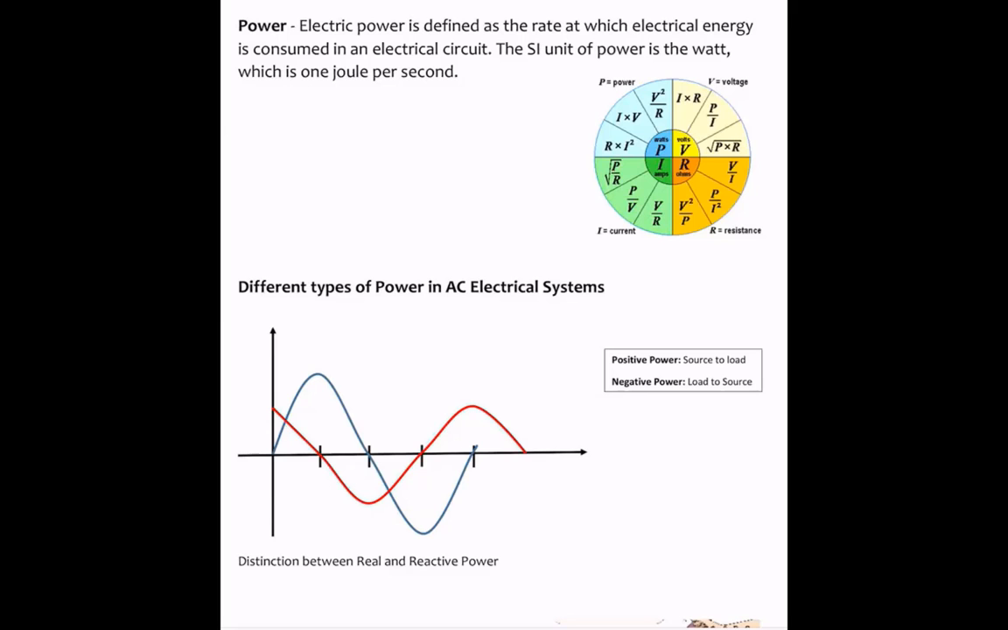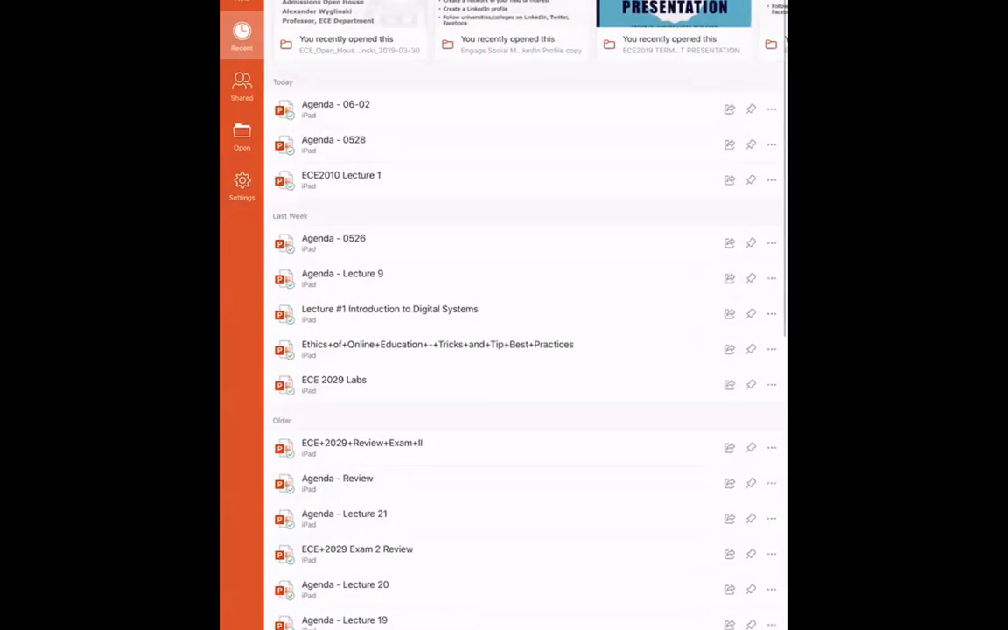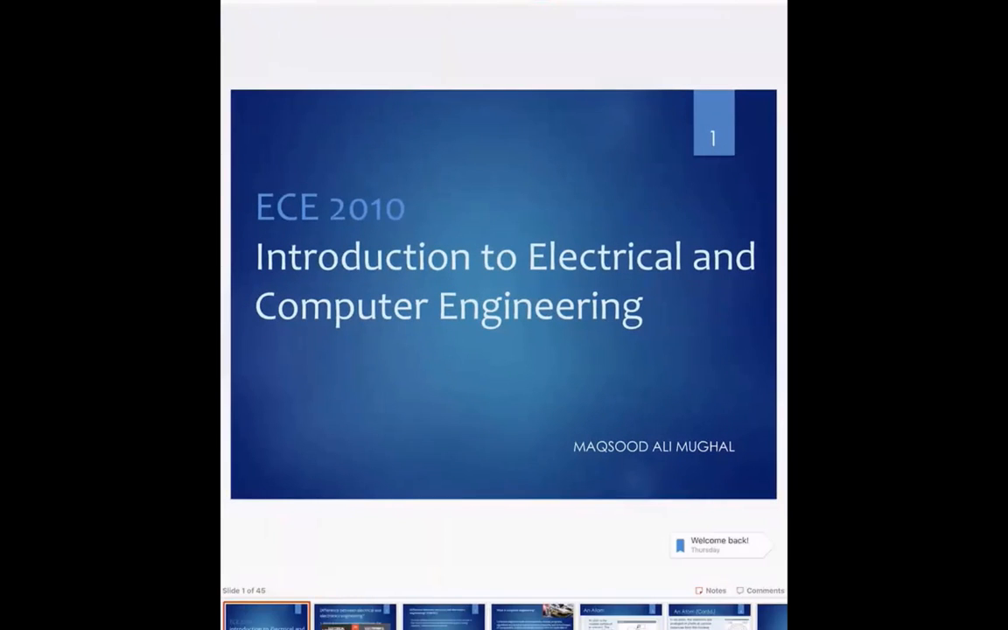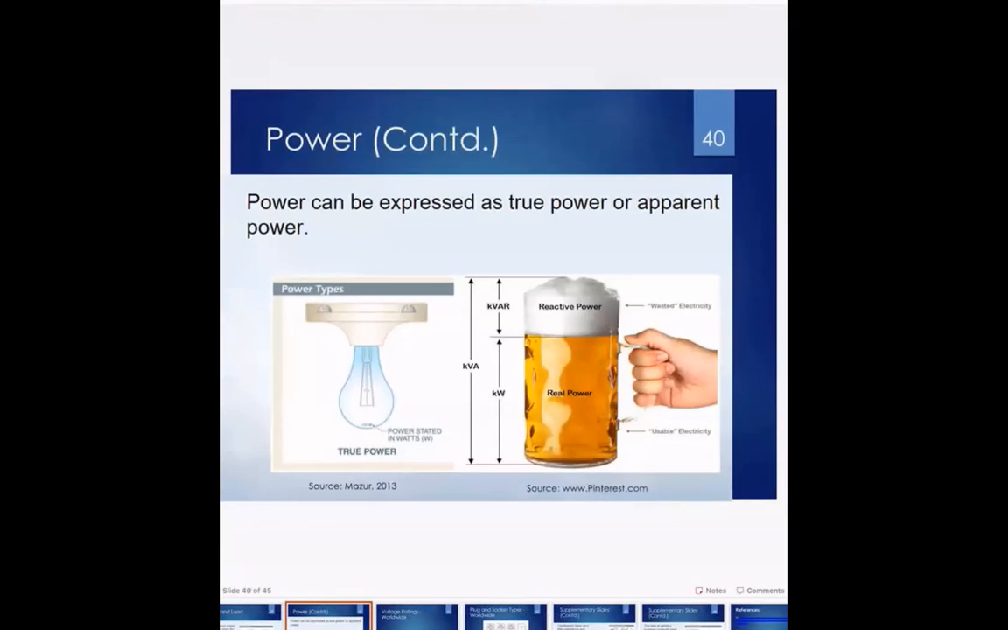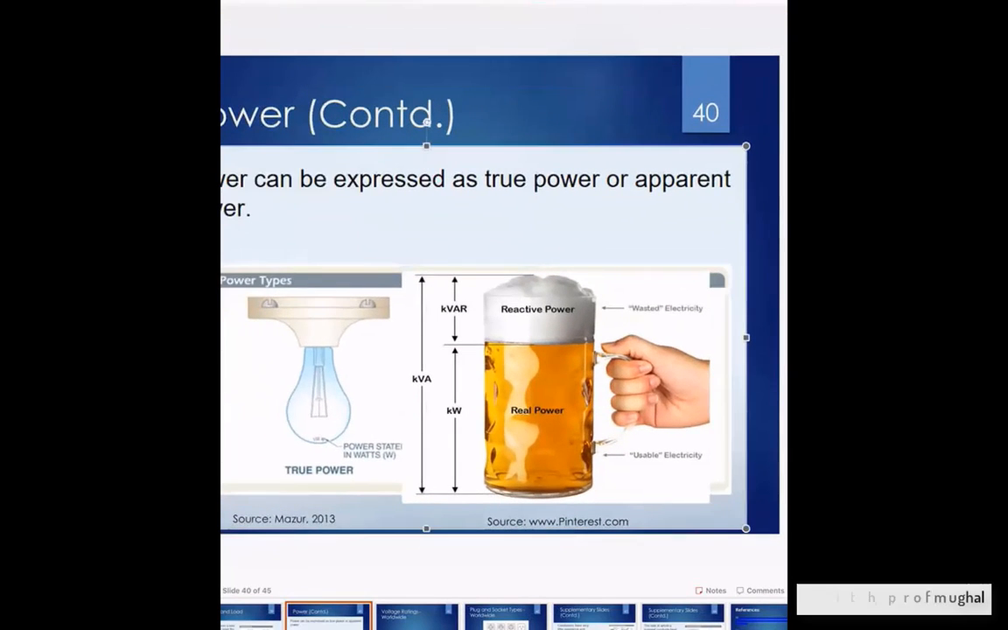Okay, let's move on to power. And I want to take you back to one slide that I had on lecture number 1, week 1, where I showed you a glass with a beer in there, right? The analogy that we use to understand the power. So power can be expressed as true power, also known as real power, reactive power, and the apparent power.